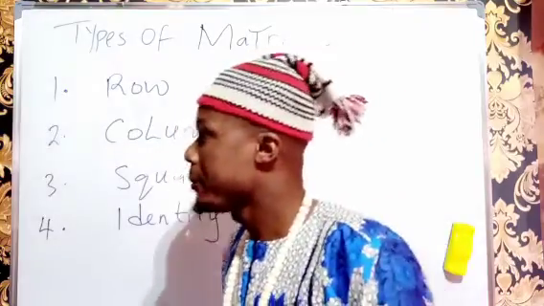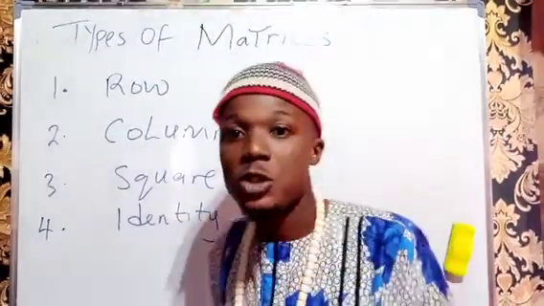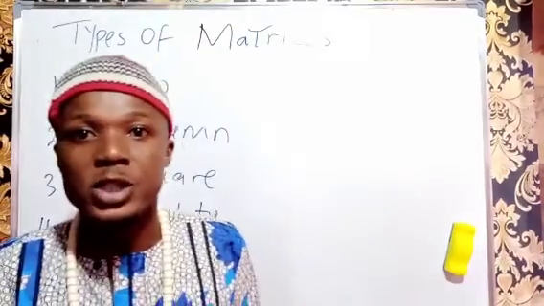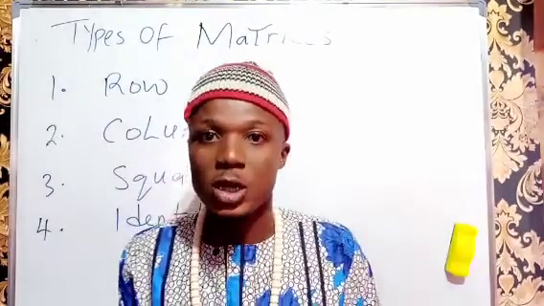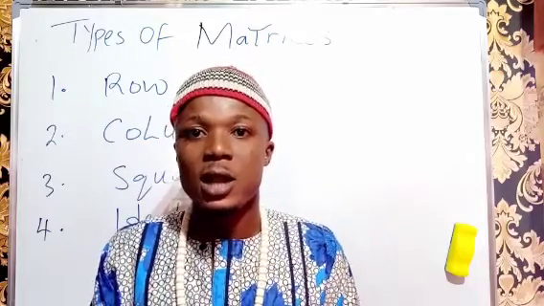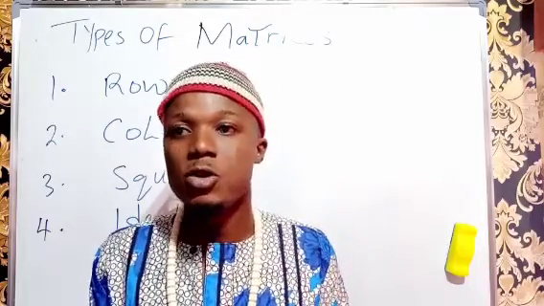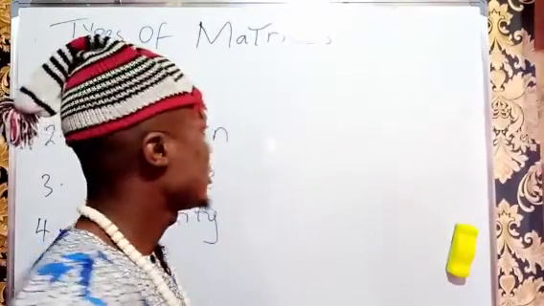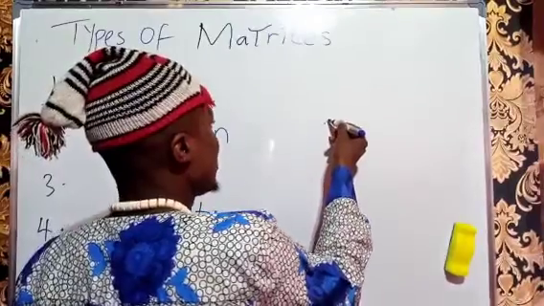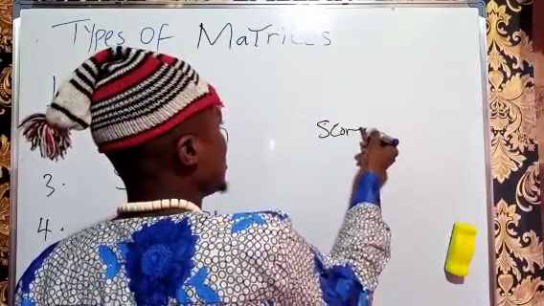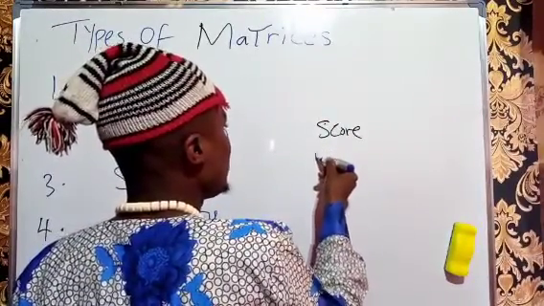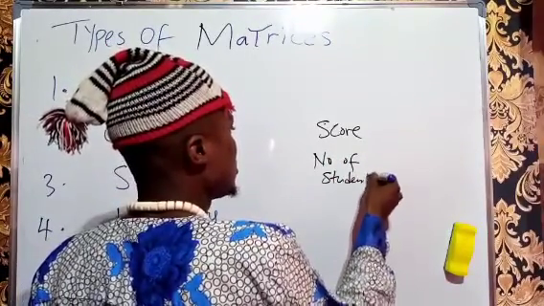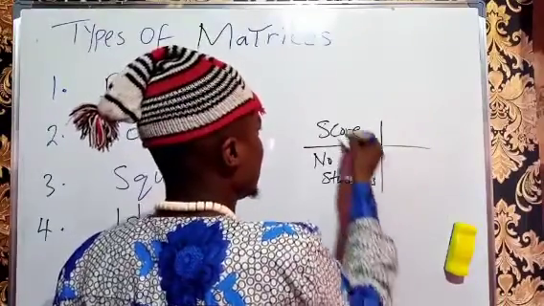So now when you talk about the word matrix, what comes to your mind? A matrix is just a rectangular arrangement of numbers in rows and columns. A rectangular array of numbers in rows and columns. Take for example, when you write a test, let's say the teacher records the scores and maybe the number of students that obtain a particular score in a test.